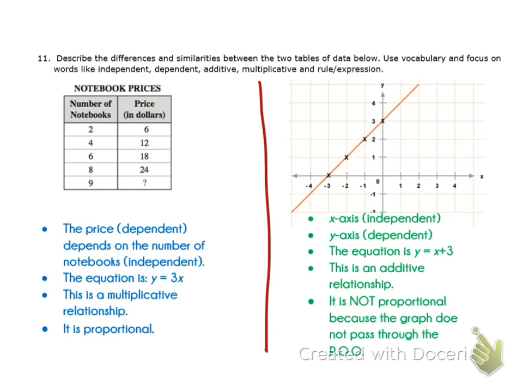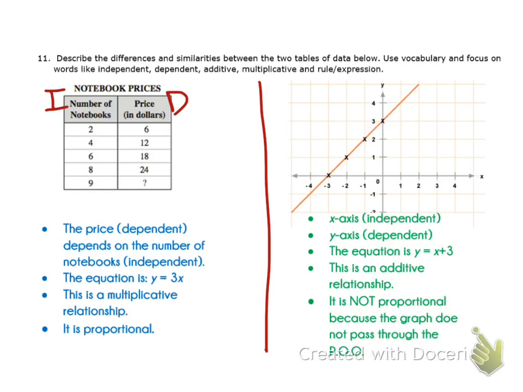our table here. So if we look at our table, the price depends on the number of notebooks. So the price is the dependent variable. The number of notebooks would be my independent variable. If you were to find a rule or equation for this, it would be y equals 3x. This is a multiplicative relationship and it is proportional.